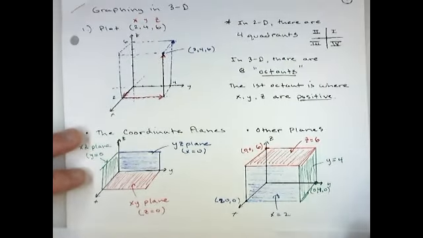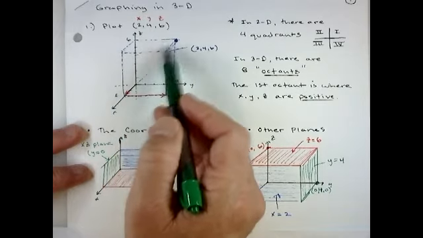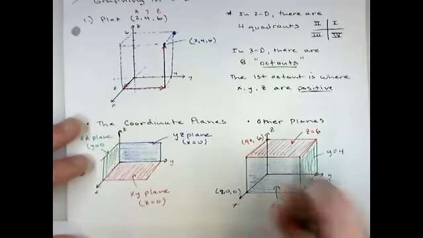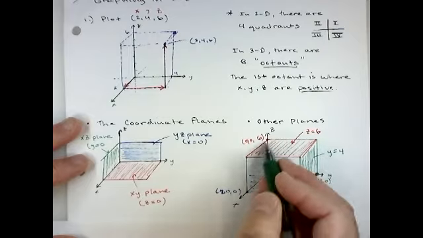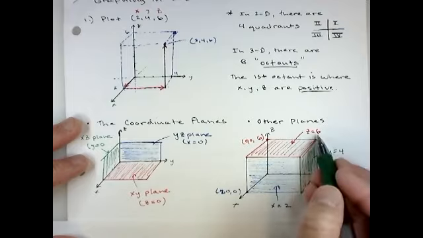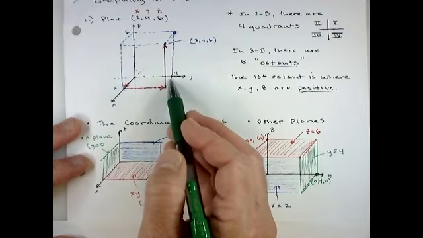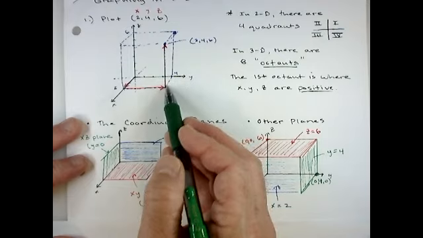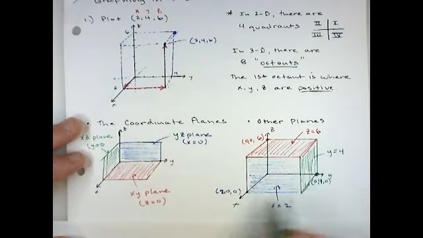Now there's other planes too. In fact, if you think about the top of this box, that's a flat surface as well. And what's true is every coordinate has a z value of 6, no matter where I am. So this would be a horizontal plane, z equals 6. Similarly, this side of the box, every point on the side of the box has a y value of 4, so we call that y equals 4. And then the front of the box would be x equals 2. That's also a vertical plane.